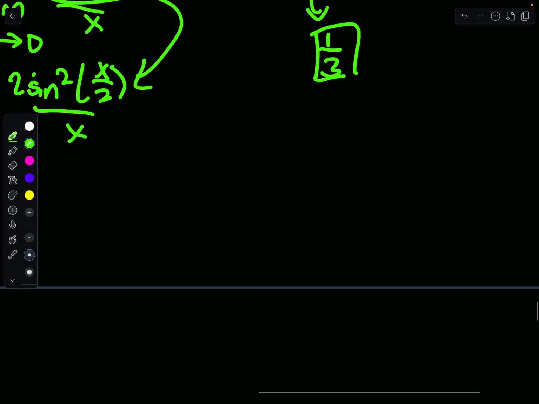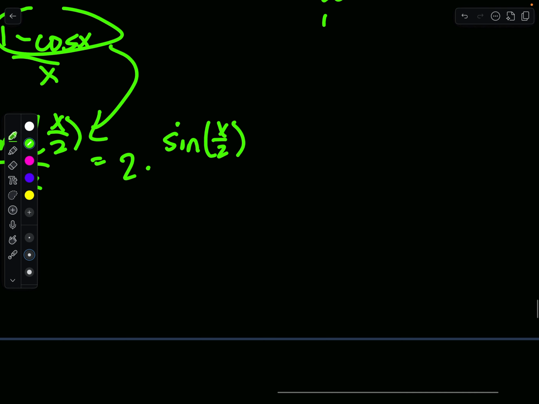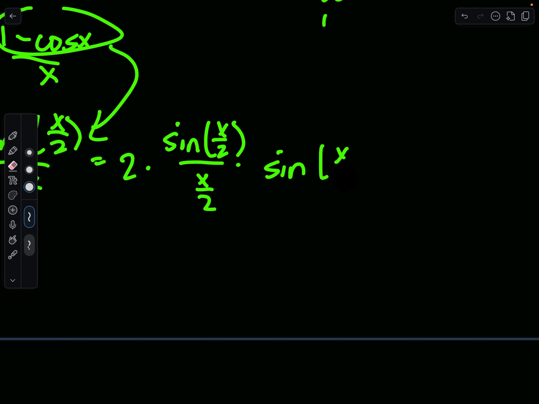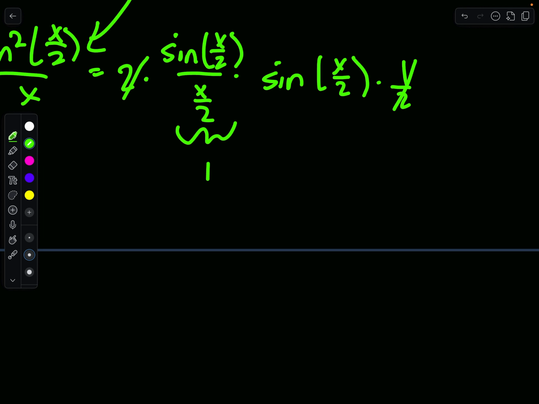And then this is equal to 2 times sine x over 2, over x over 2, times sine x over 2, times 1/2. We cancel these. Now this limit goes to 1. This you can use direct substitution. You get 0. And 1 times 0 equals 0. So that is the limit.